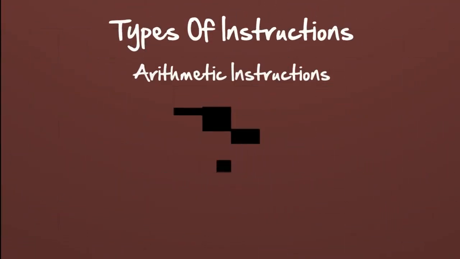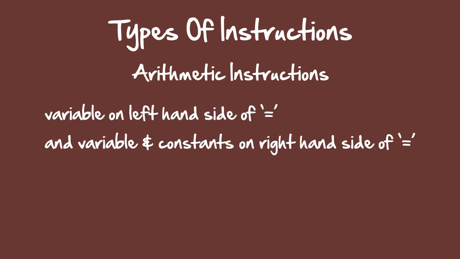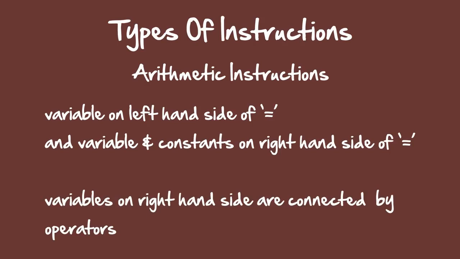Now the second type is arithmetic instruction. A C arithmetic instruction consists of a variable name on the left hand side of is equal to, and variable names and constants on the right hand side of is equal to. The variables and the constants appearing on the right hand side of is equal to are connected by arithmetic operators like plus, minus, multiplication and division.